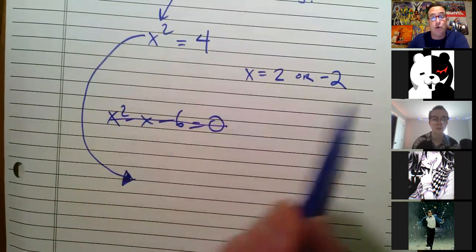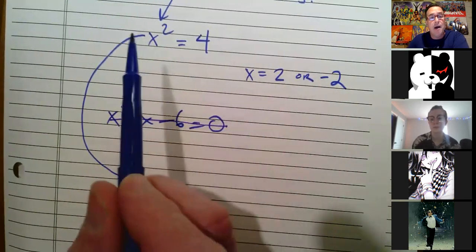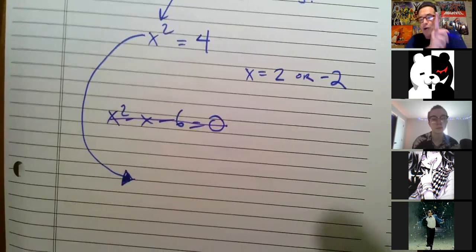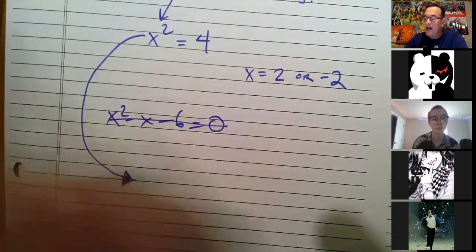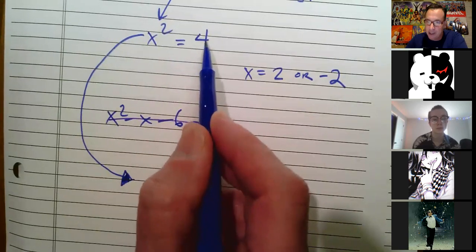This way, we know there's 2 or negative 2, as Will helped point out to us. But what I want to show you is that the zero product property means I can actually set this equal to 0.